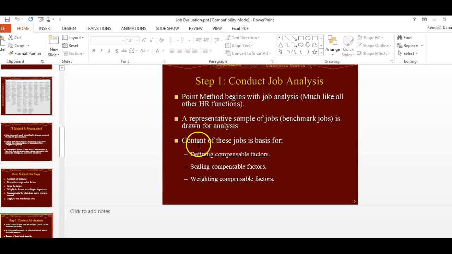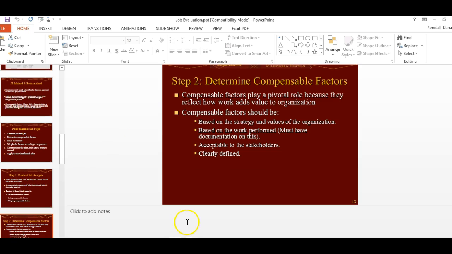Okay, so step 1, do your JA. JA, very important, of course. So you take your representative sample of jobs, take your significant benchmark jobs, and you're going to define and scale and weight these compensable factors. Okay, so how do we do that?